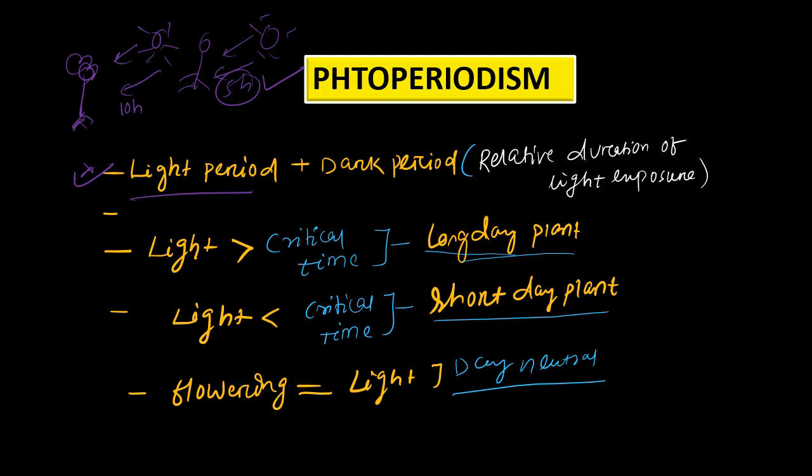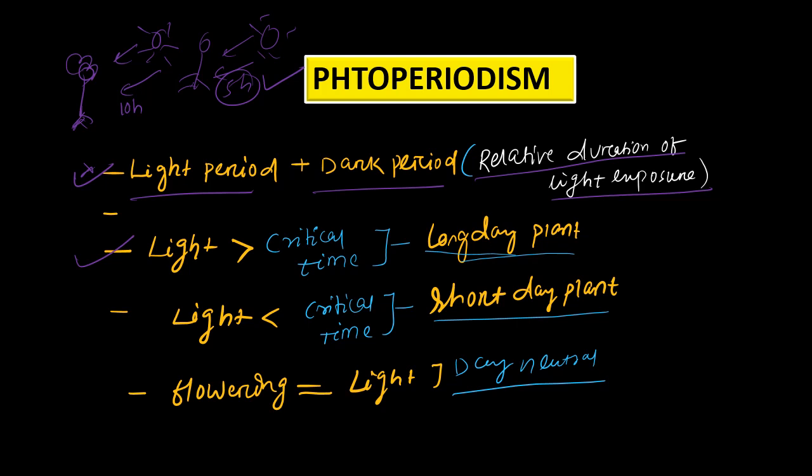Light period and dark period. In photoperiodism, the plant realizes two periods: one is the light period and the other is the dark period. For flowering, only the light period is not sufficient. It needs the light period together with the dark period. This total combination is known as the relative duration of light exposure.